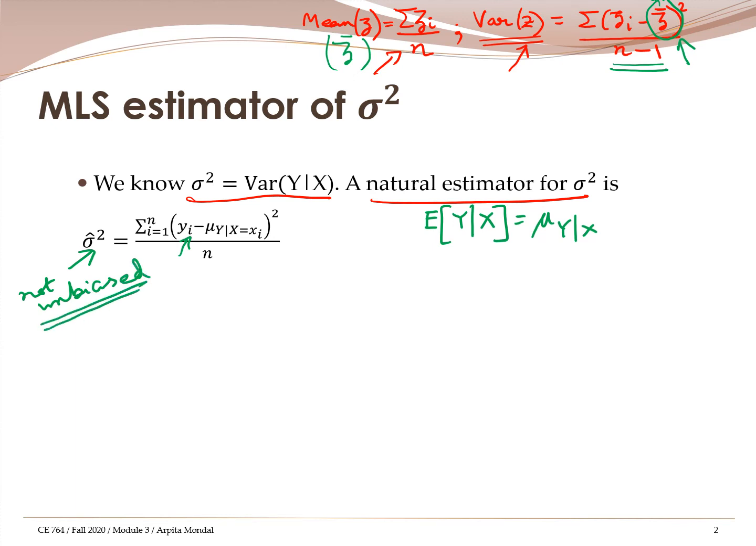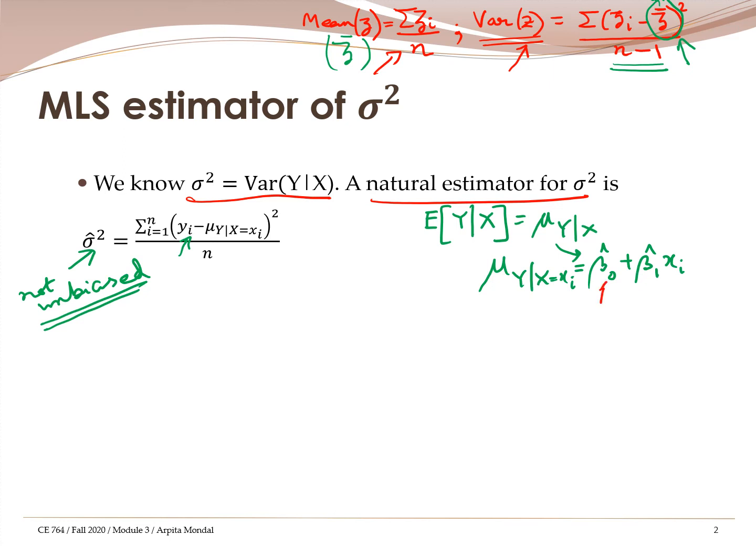In order to make it unbiased, the denominator has to be reduced. But by what amount shall we subtract? Should it be n minus 1 or n minus 2 or n minus 3 or what? Now note that in this expression, this mu y given x, we are going to write it as beta naught hat plus beta 1 hat times xi. So mu y given x equal to xi will now be written in this form, right? So now it's not just one parameter but two parameters, beta naught and beta 1.